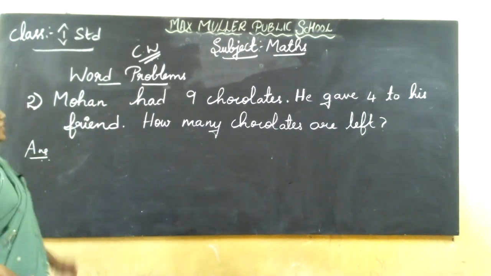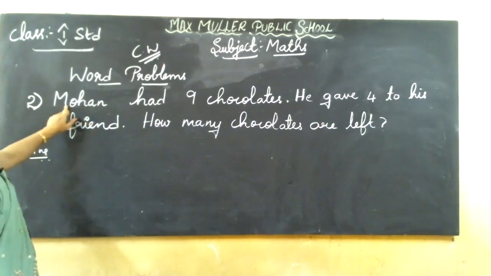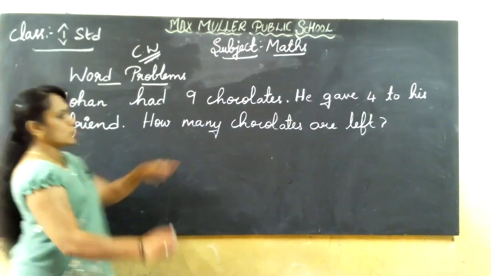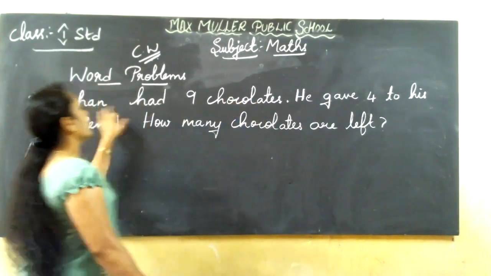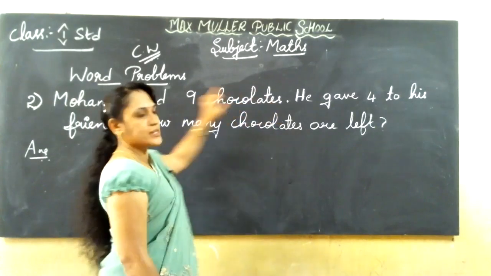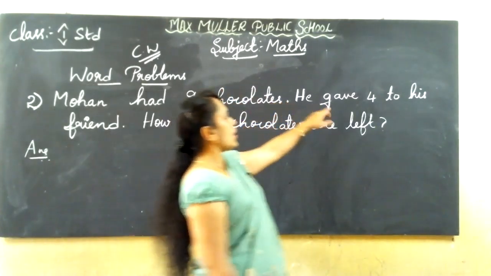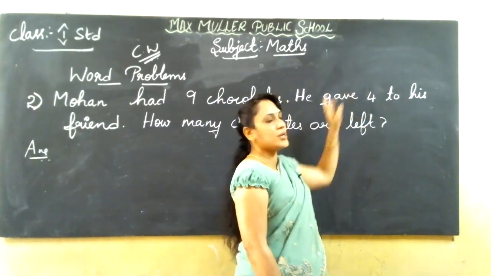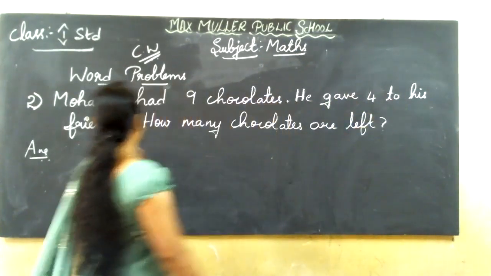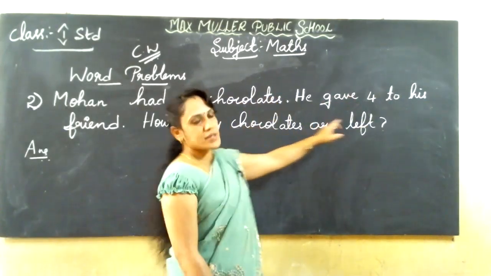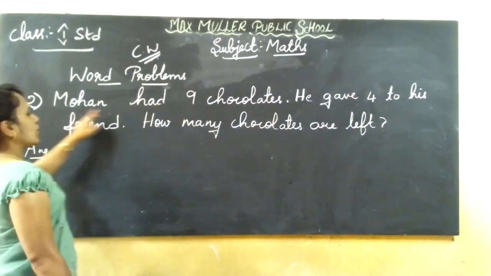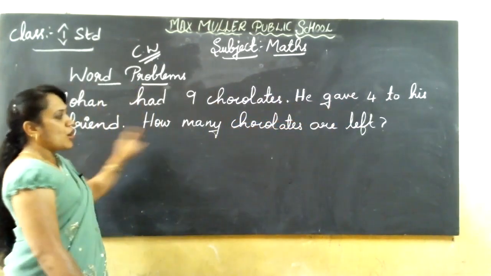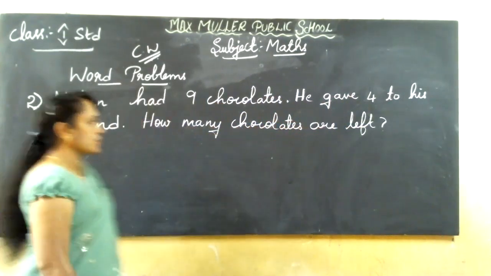See, what is the second question? Question I'll read once again. Mohan, M-O-H-A-N, had, H-A-D, 9 chocolates, C-H-O-C-O-L-A-T-E-S. He gave, G-A-V-E, 4 to his friend. How many chocolates are left?